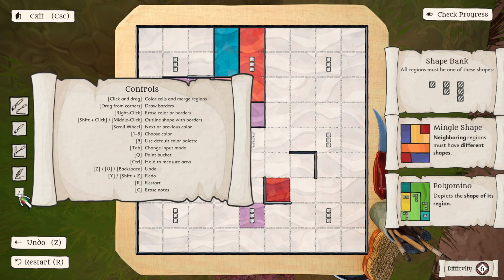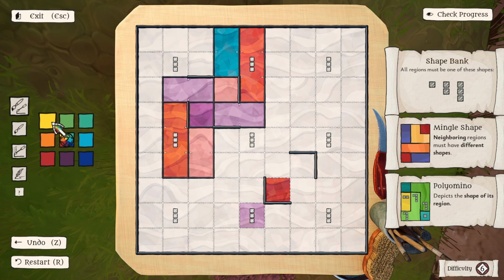Choose color, use default color palette. That is not what I would do. This is a 3x3 grid. I would use 1, 2, 3, 4, 5, 6, 7, 8, 9 from the number pad. So this was 5 instead of 9. Just as it is, we have 1, 2, 3, 4, 5, 6, 7, 8, and then that's 9.